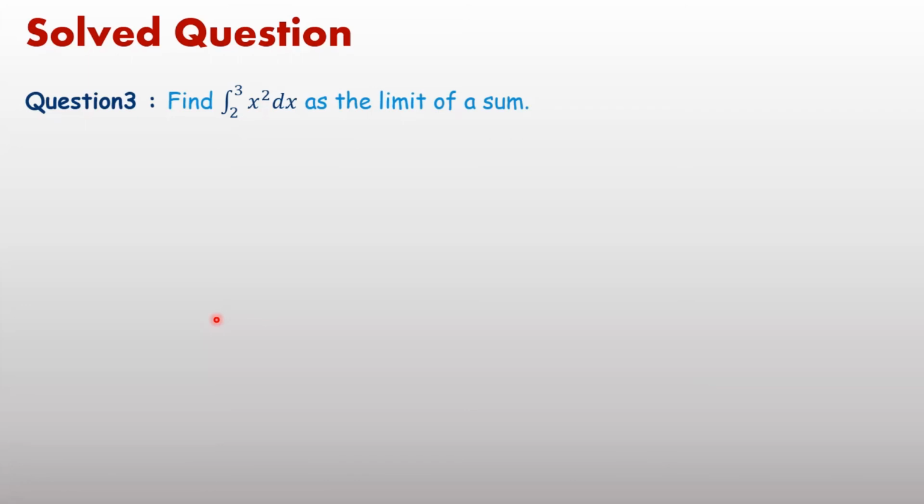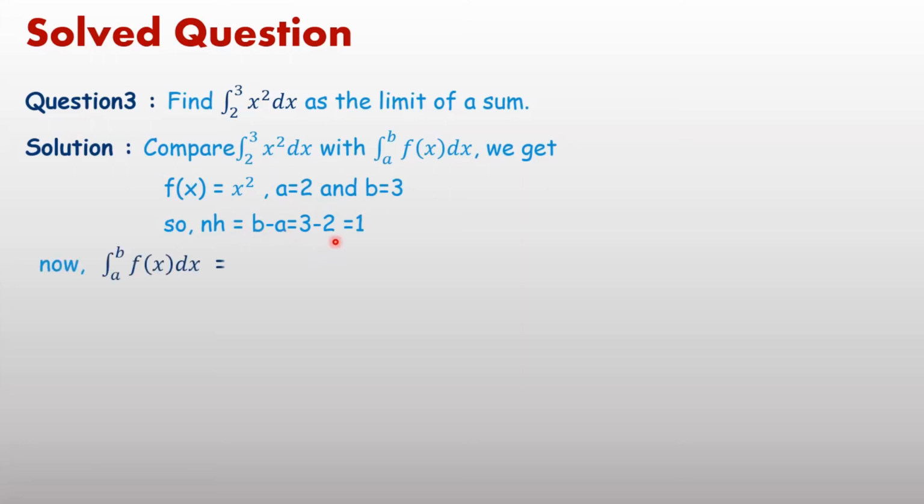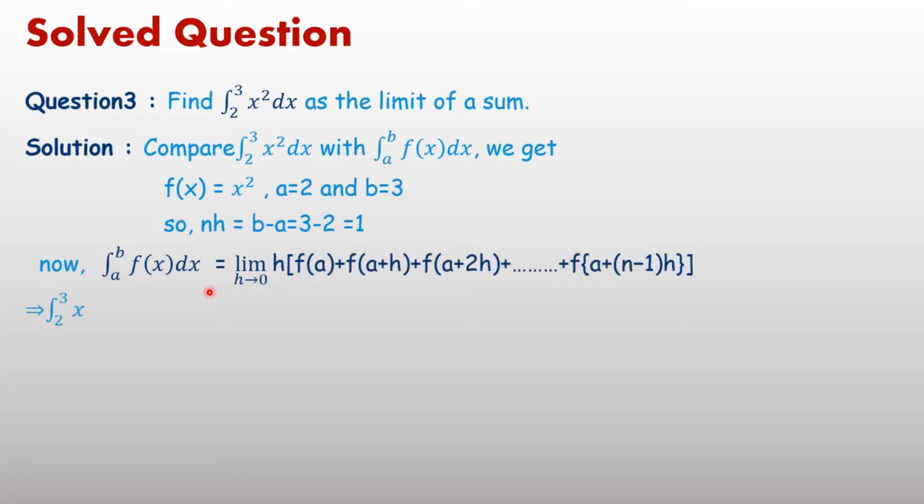Now next, question number 3: find the integration from 2 to 3 of x square dx as the limit of a sum. If you compare with the standard form, you can find f(x) equals x square, a equals 2 and b equals 3. Therefore nh equals b minus a equals 3 minus 2 equals 1. Since you know the formula, apply the formula.